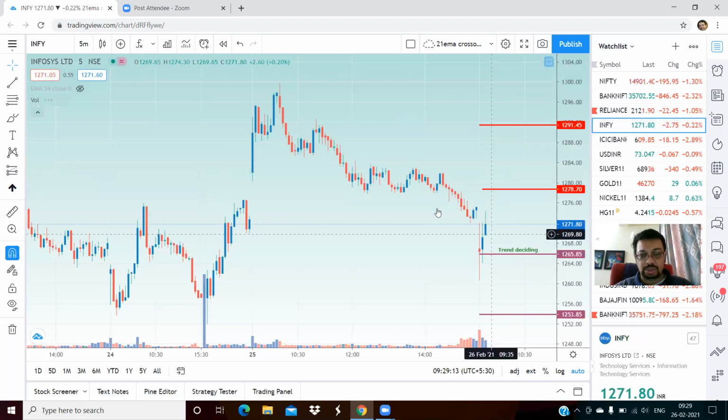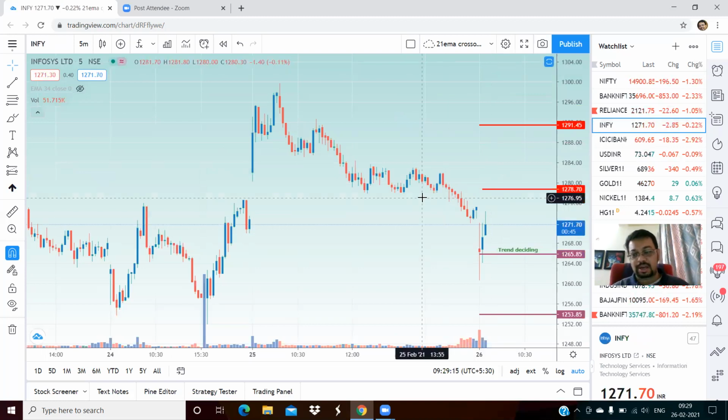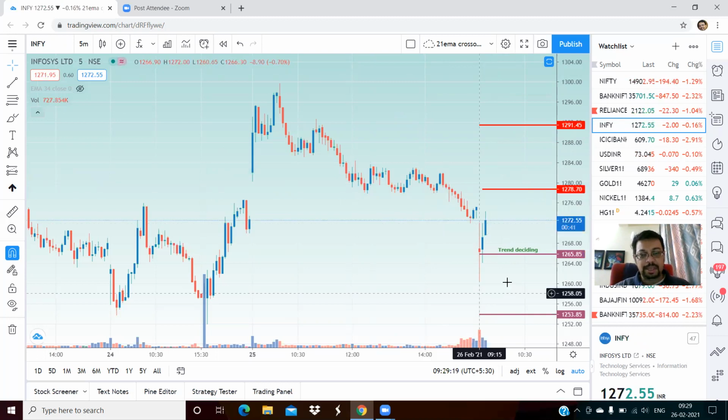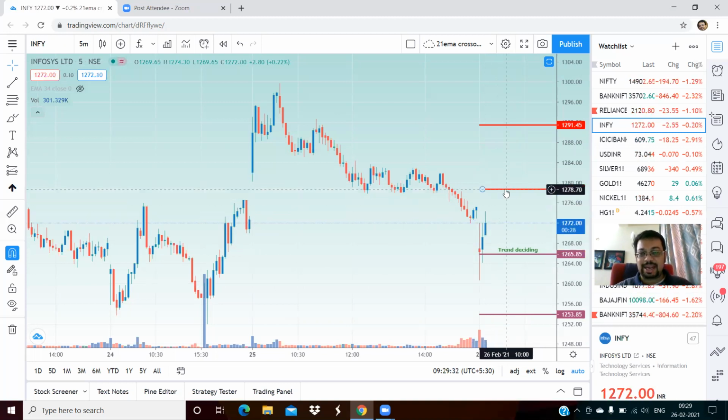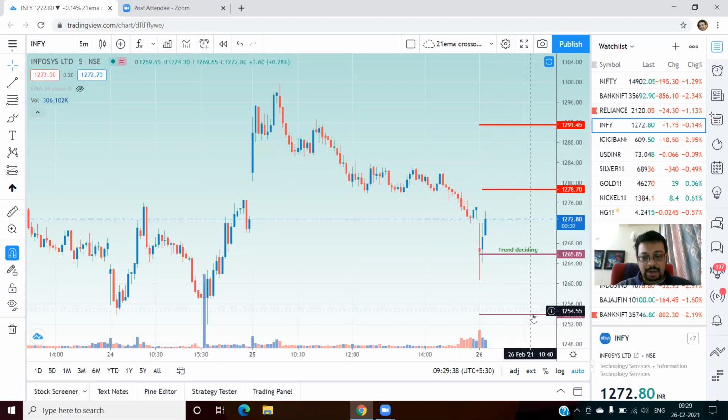Infosys: yesterday I had given two down targets, and both the down targets were achieved. Today there has been a gap down, and the trend deciding level today is 1265. We are above that level right now, so we will initially target 1278 and thereafter 1291. So intraday Infosys looks to be bouncing back. On the lower side, very good support at 1253 for Infosys.